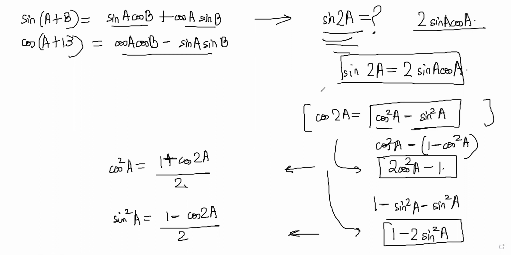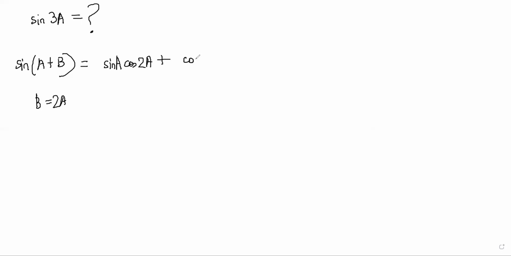So now, right now we have been able to get cos and sine double angles, right? Now what about, suppose somebody asked you, what is sine 3a? Suppose somebody asked you this. So now what I will do here is I will put b is equal to 2a, right, in the formula for sine of a plus b. Yes, sir. B is equal to 2a. So it will become sine a cos 2a plus cos a sine 2a, right?